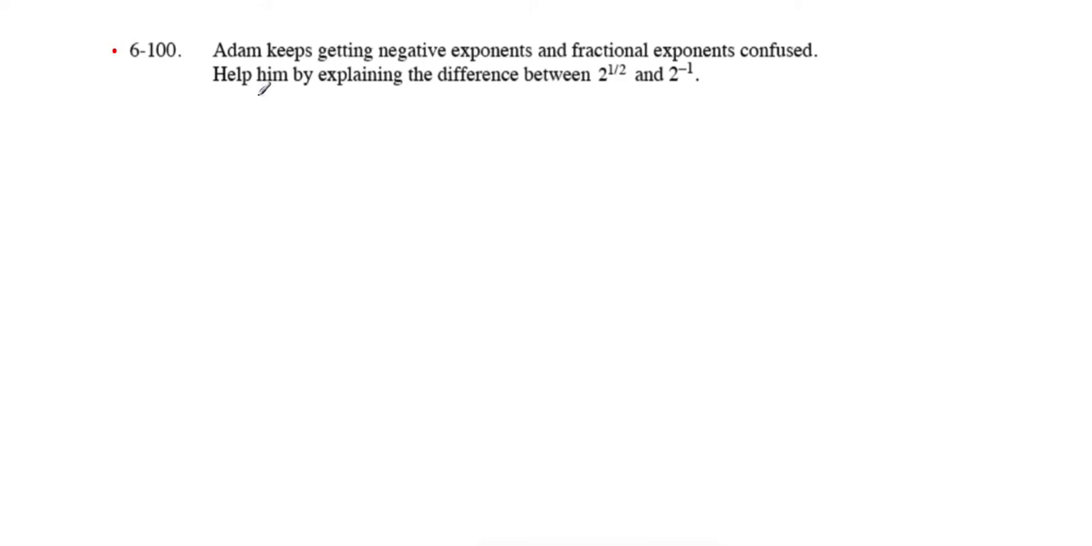Problem 6-100. Adam keeps getting negative exponents and fractional exponents confused. Help him by explaining the difference between 2 to the 1/2 power and 2 to the negative first power. Adam needs to get with it. Okay? This is not that difficult.